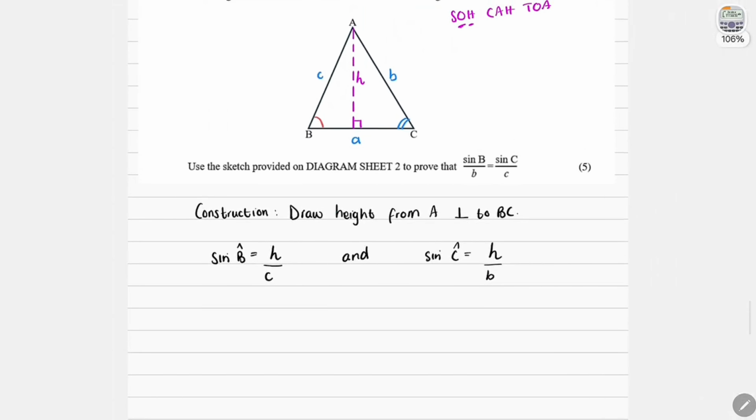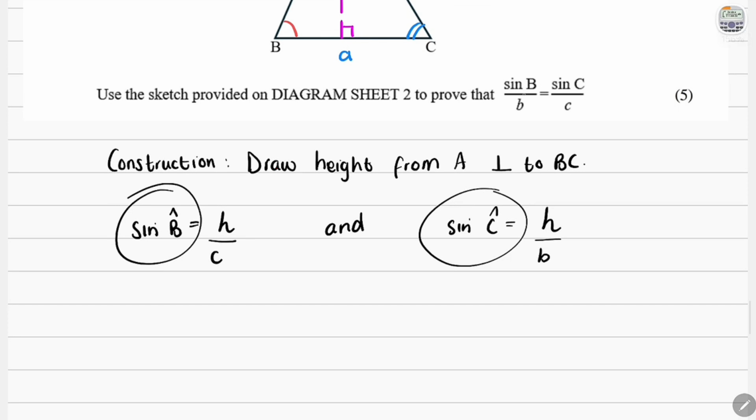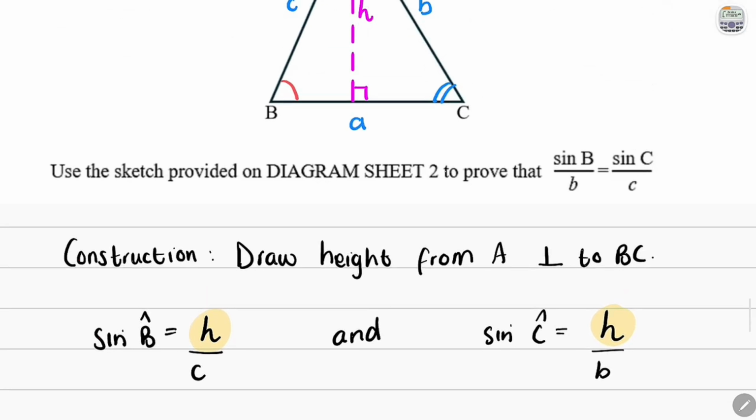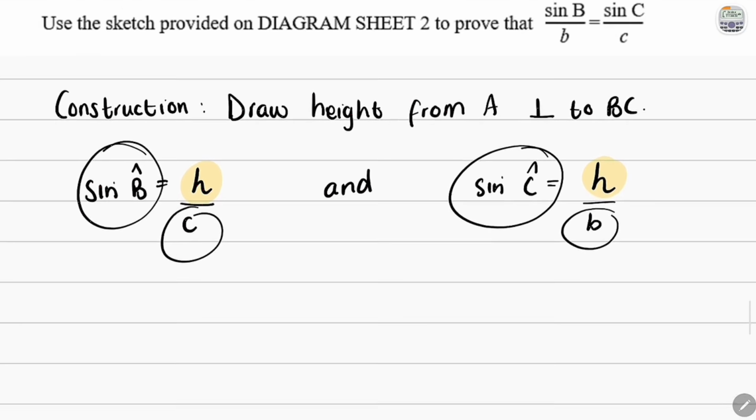What do you notice about these two equations? Because we've successfully created sine angle B and sine angle C, just like in what we have to prove. Do you notice how they both have H? If we can make H the subject, which is the only thing that is not written here, then it means that our formula, what we have to prove, is going to include sine angle B and C, and sine angle C and B, which is what we're trying to do.